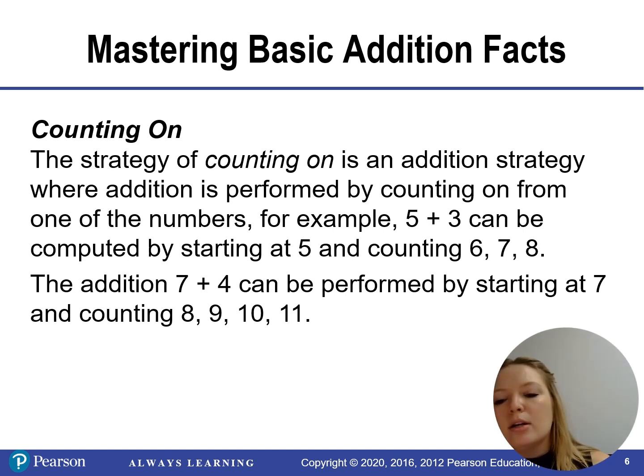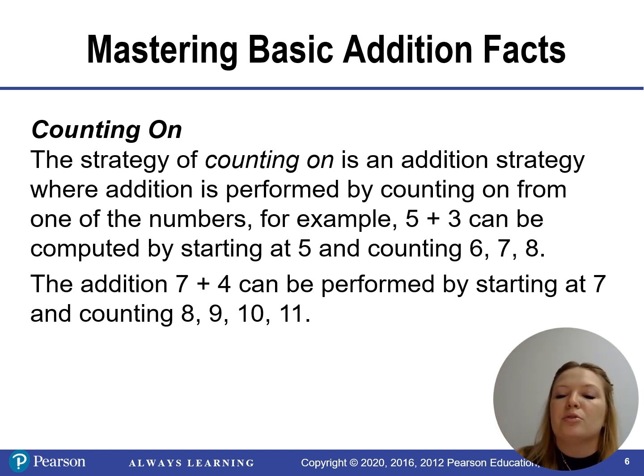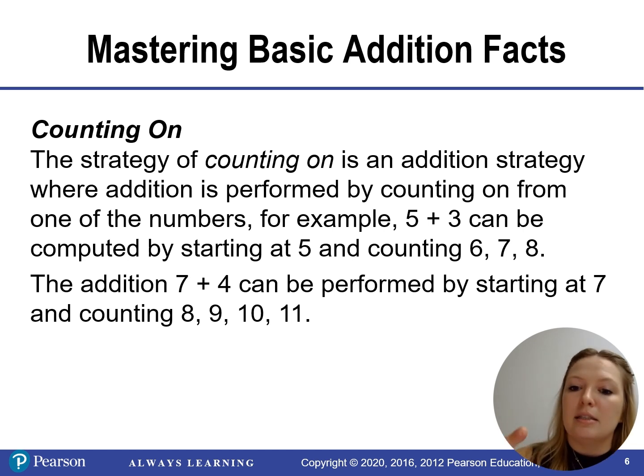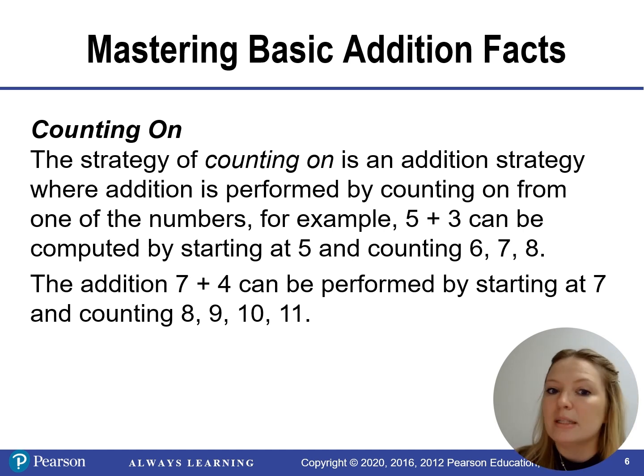All right, if we're going to think about basic addition facts, starting with our first 10 digits, 0 through 9, we typically might start with students counting on as a strategy. This is where we start with one number and then we count up the next amount. If we wanted to add 5 plus 3, we would say 5, 6, 7, 8, counting on. So I counted up 3. We could also think about 7 plus 4. I'd say 7, 8, 9, 10, 11. 4 more than 7 is 11.